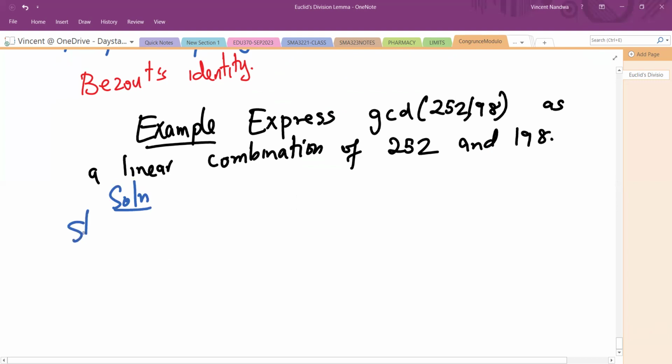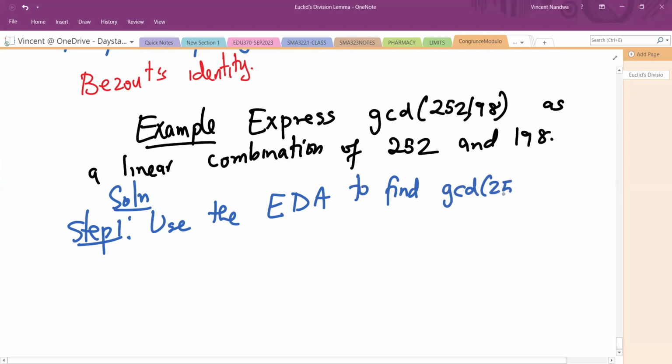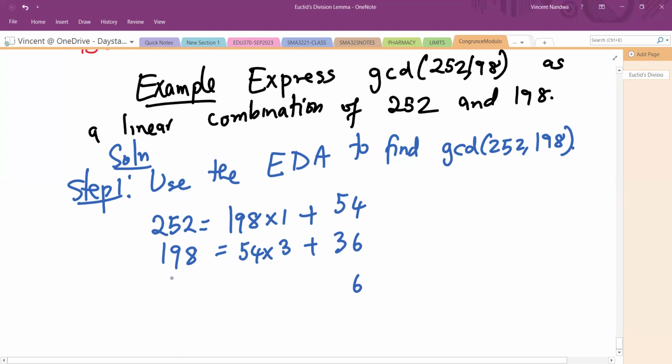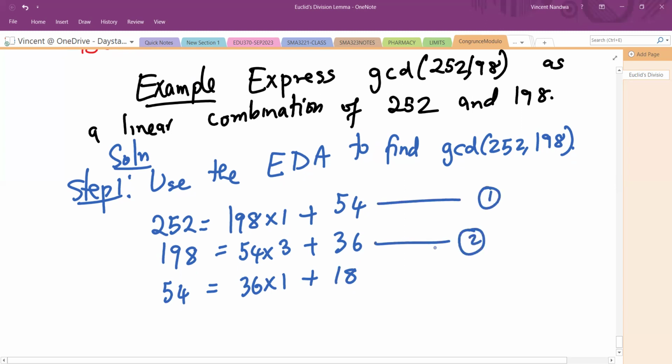So solution, step 1, use the Euclidean division algorithm to find the GCD of the two numbers 252 and 198. So we have 252 equals 198 times 1 plus 54. Then 198 is the same as 54 times 3 plus remainder 36. Then 54 is 36 times 1 plus 18. Call this equation 1, equation 2, equation 3.